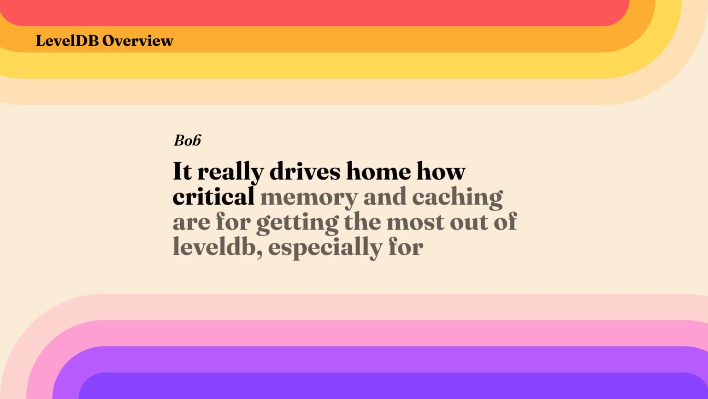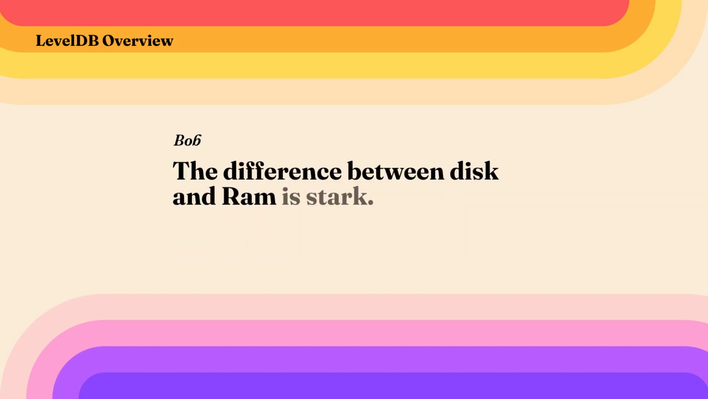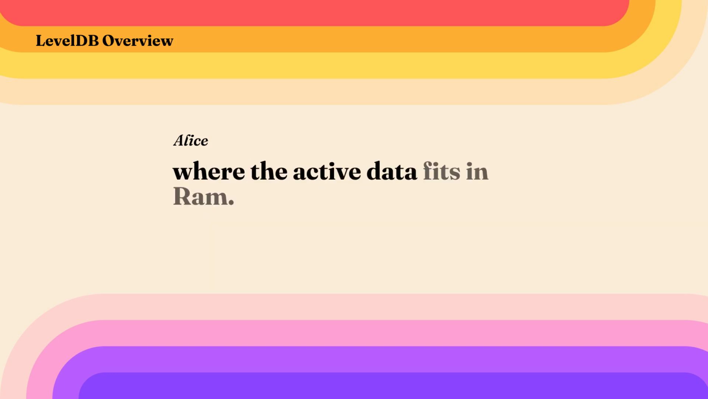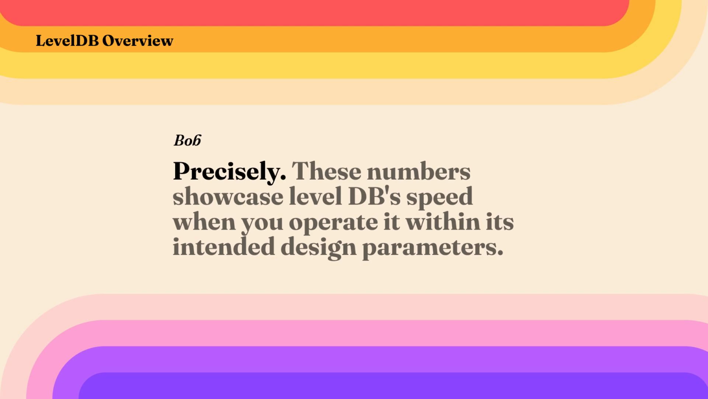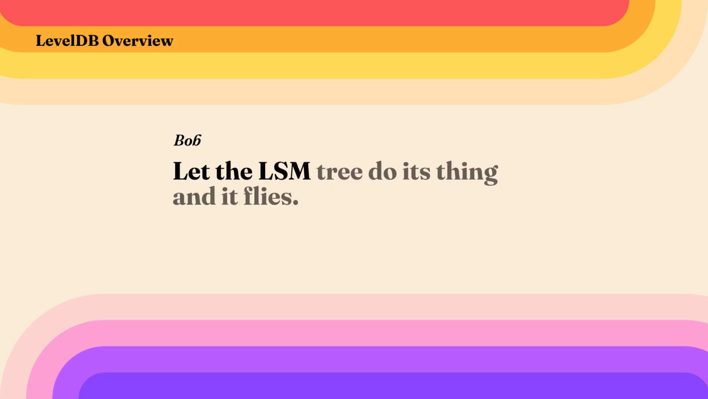It really drives home how critical memory and caching are for getting the most out of LevelDB, especially for read-heavy workloads. The difference between disk and RAM is stark. Absolutely stark. It's a clear demonstration of the engineering focus, optimized heavily for the case where the active data fits in RAM. Precisely. These numbers showcase LevelDB's speed when you operate it within its intended design parameters. Yeah. Get your working set into memory, let the LSM tree do its thing, and it flies.